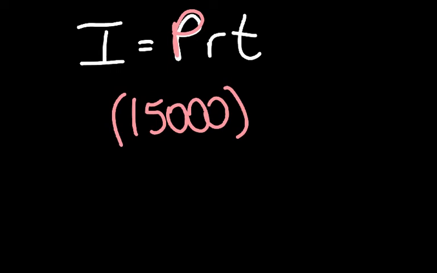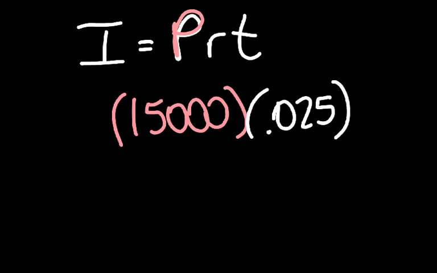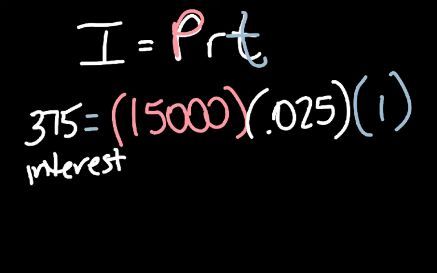The R stands for the interest rate. You can either put it in the calculator with the parentheses, with the percent sign, or you can just change it to a decimal. And then the T stands for time, which for this problem, it says each year, so that's going to be 1 year. Okay, just put that in the calculator and it should get your answer. Okay, your answer is $375 in interest.